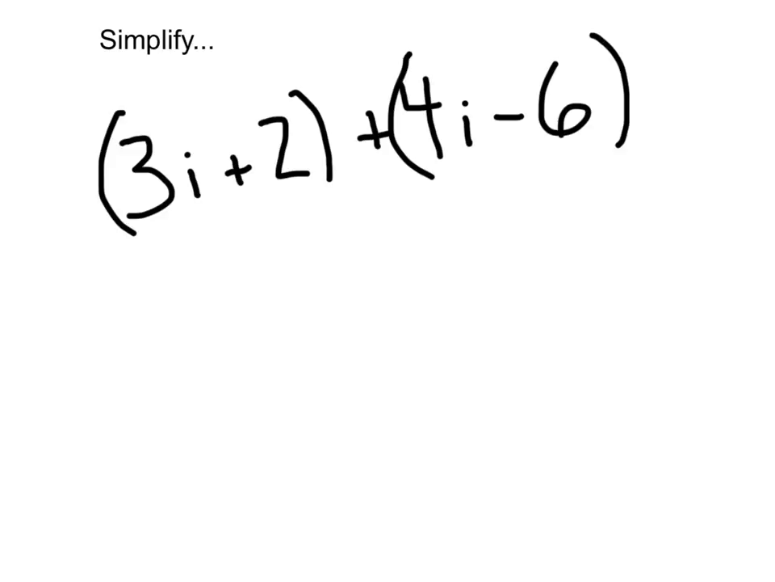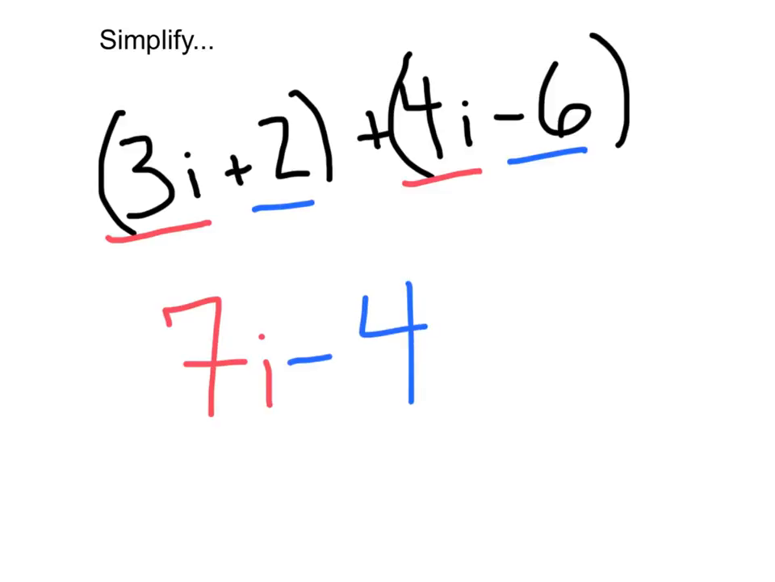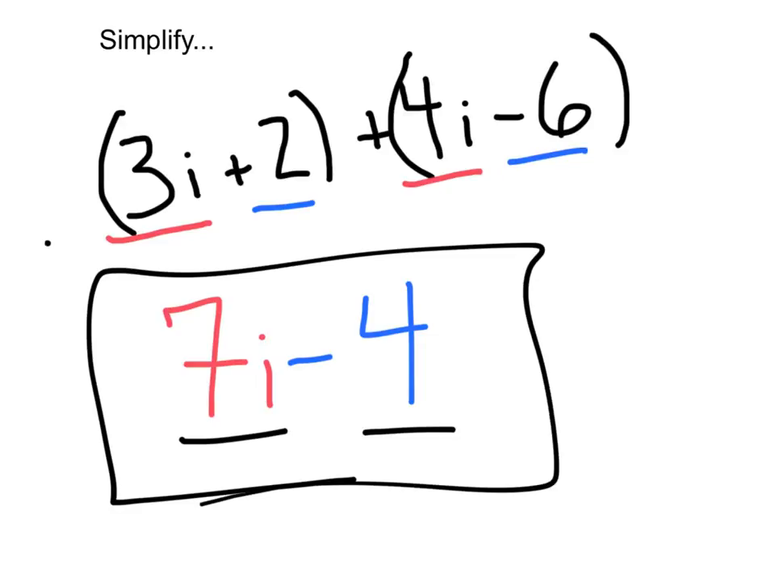Now, if you ever need to simplify an expression that has terms with imaginary i's, you're going to treat those just like terms. For instance, 3i plus 4i is going to give you 7i. Then we've got the 2 minus 6. That's going to be -4. And we cannot combine these two terms because one is imaginary and one is not. That would be crazy. So we're done. This simplifies to 7i minus 4.